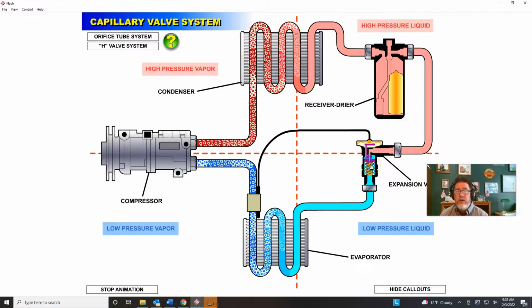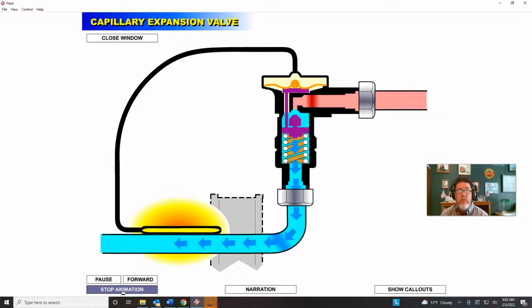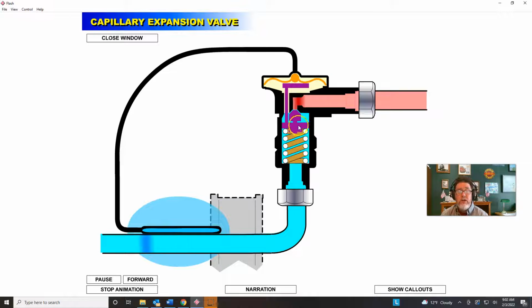If I click on this expansion valve right here, you get a little bit better idea as far as how that works. Right now the valve is open, and the refrigerant's going through the valve, and now all of a sudden the valve closed. And there's less refrigerant. You can see the speed of the refrigerant going through is less. And now the valve is open again, and there's more refrigerant going through.